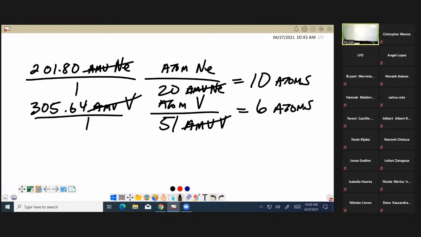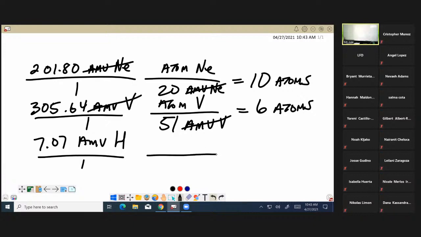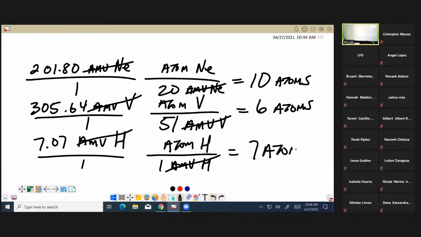Okay. And then the third one, we have 7.07 AMUs of hydrogen. Right? And we already know hydrogen is 1. So you got 1 AMU of hydrogen for every atom of hydrogen. That was an easy one. And that gives you 7, right? Because you want to round to the whole number, 7 atoms. So that is not so difficult. Okay, 10, 6, and 7 is the answer that we got, right?